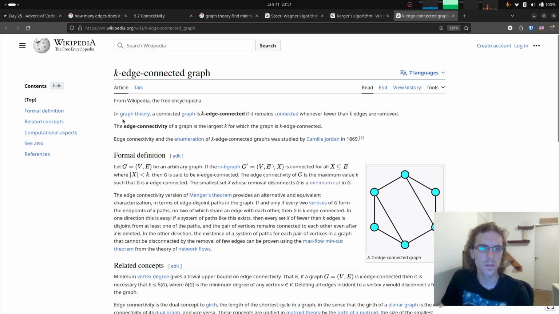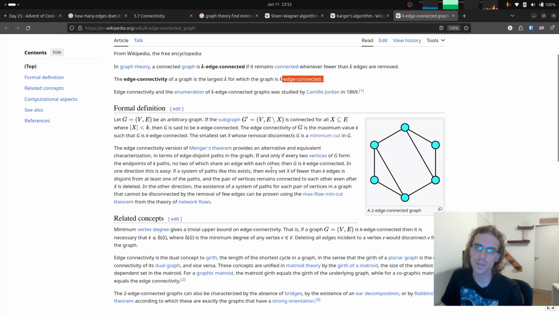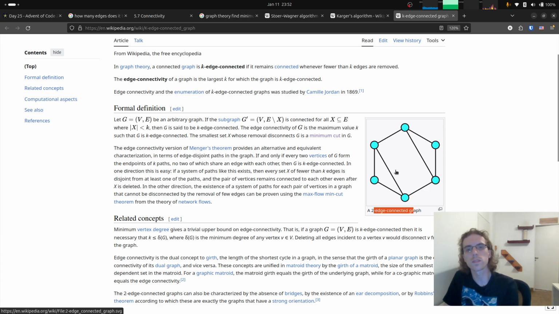Yes, this is interesting. In graph theory, a connected graph is k-edge connected if it remains connected whenever fewer than k edges are removed. The edge connectivity of a graph is the largest k for which the graph is k-edge connected. Great. So I guess the graph that we have is 2-edge connected. So if you remove any 2 edges, it's still connected. And look at this. This is a pretty simple graph, and it's also 2-edge connected. That's interesting. So if we cut any 2 edges, the graph never becomes disconnected.